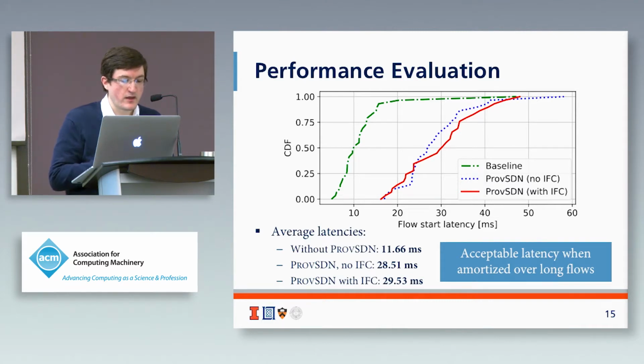So we looked at that first packet's end-to-end latency. We found that without PROVSDN, we had about 11 to 12 milliseconds of latency. With PROVSDN, we had about 28 to 29 milliseconds. Now we find that this could be an acceptable latency when amortized over long flows, because this only occurs generally in the first packet of a flow. So we'll only see PROVSDN have to record and add this additional latency on that first packet rather than for every subsequent packet in the flow. And we see this as a generally acceptable trade-off.